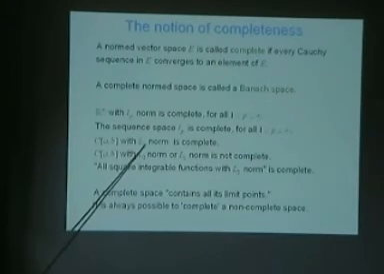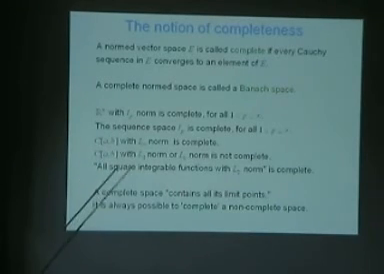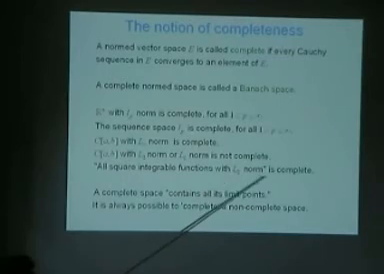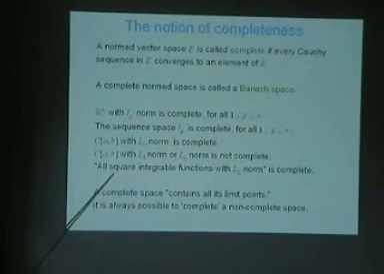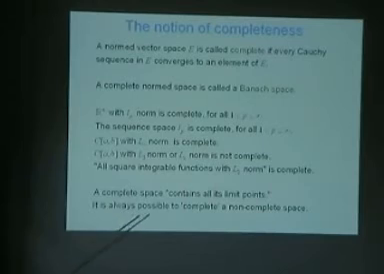Completeness depends on the choice of norm. The space is the same in the sense that the set is the same, the set of continuous functions, but the norm is different. All square integrable functions with the L2 norm form a complete space. So we have the L2 norm here, a complete space, and the L2 norm there, that's not complete. Because the square integrable functions contain these continuous functions, if we enlarge the space a little bit, we get a complete space.